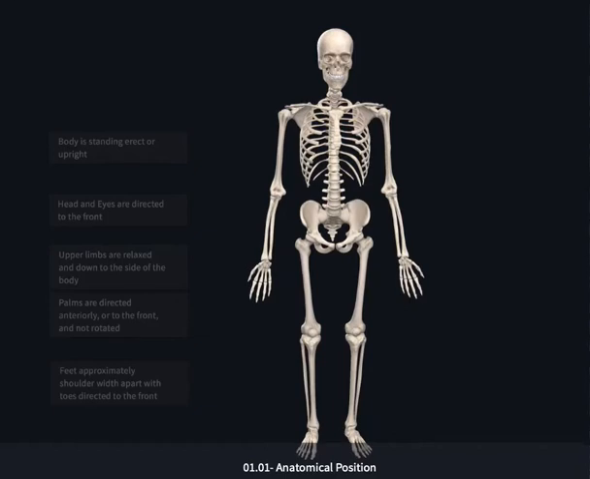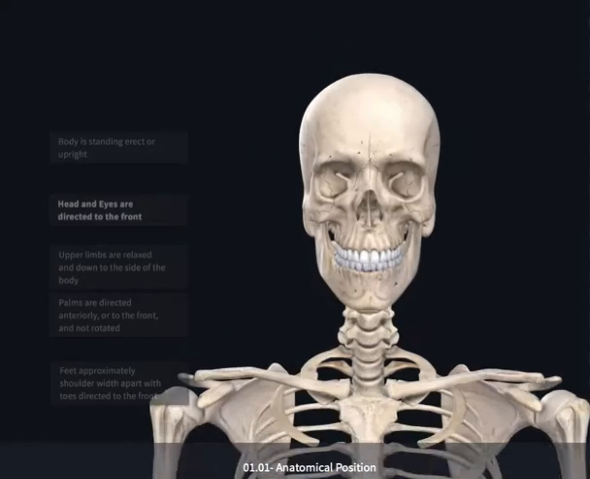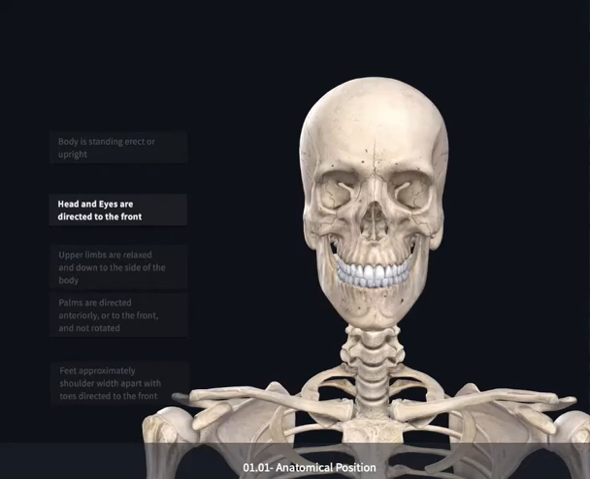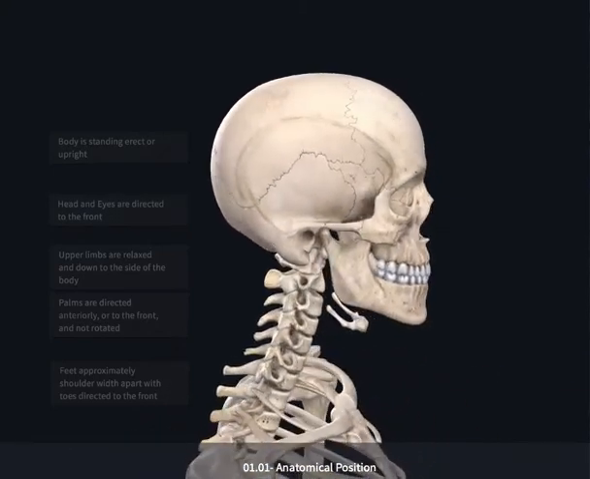The first concept of anatomical position is that the body is standing erect or upright, and this will help us know that we're not sitting down or bent forward as we describe how things relate to one another. We can see that the head is directed towards the front of the body, as are the eyes. So our gaze is directed towards the front and our head is straight forward.